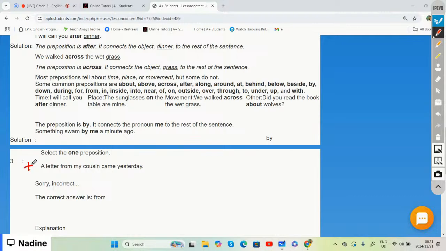We need to select one preposition within this sentence. It says, a letter from my cousin came yesterday. A letter from my cousin came yesterday. We need to identify the preposition within that sentence. So a letter from my cousin came yesterday.